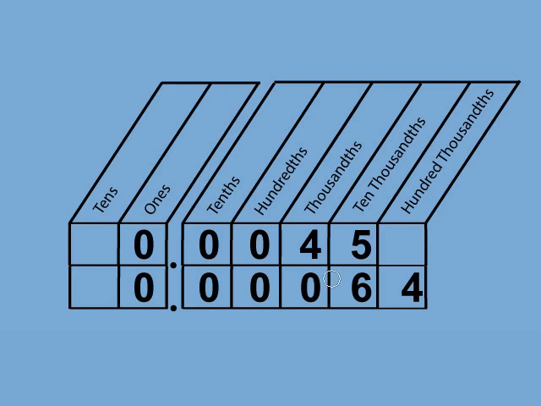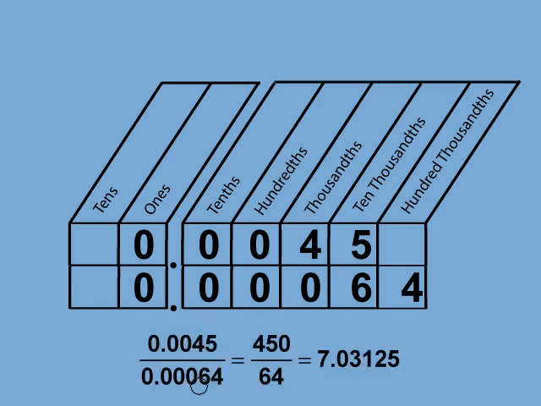To find the exact value, divide the larger value by the smaller as shown here. We can rewrite this expression as a whole number ratio as shown here. Using a calculator, we find that the larger decimal is 7.03125 times larger than the smaller decimal.